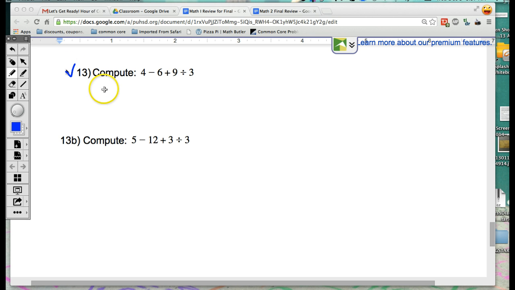Okay, so it says compute 4 minus 6 plus 9 divided by 3. So what do you think we have to do first when we look at this question over here? Oh, yes. Yay! We're supposed to divide first. Do you remember PEMDAS?